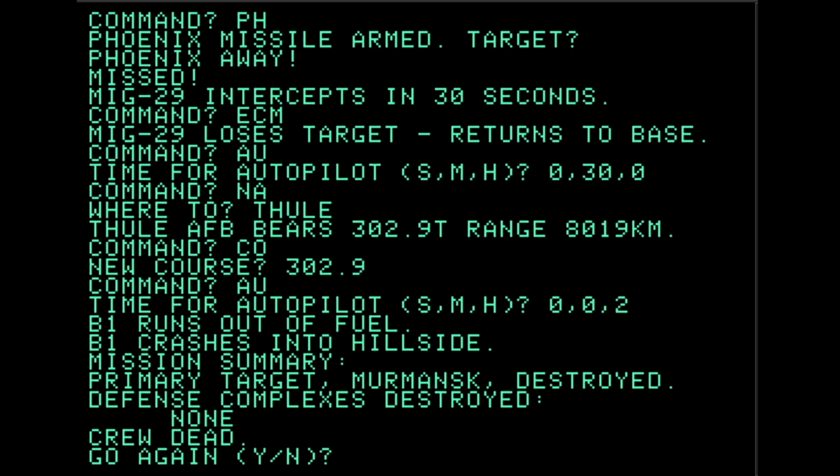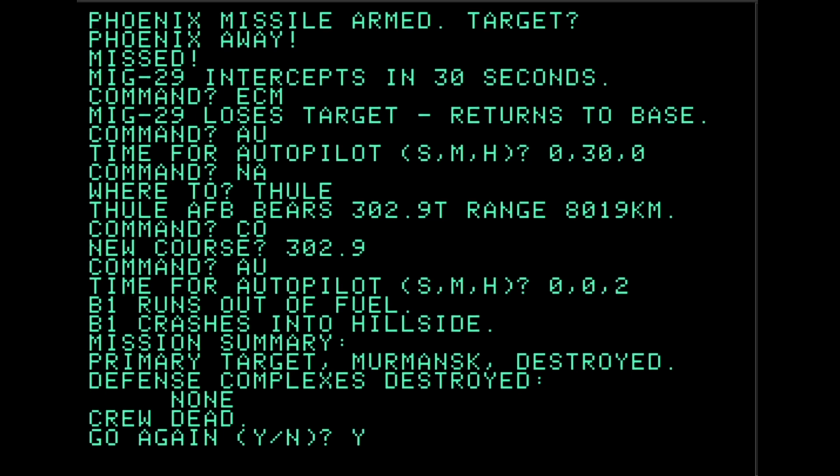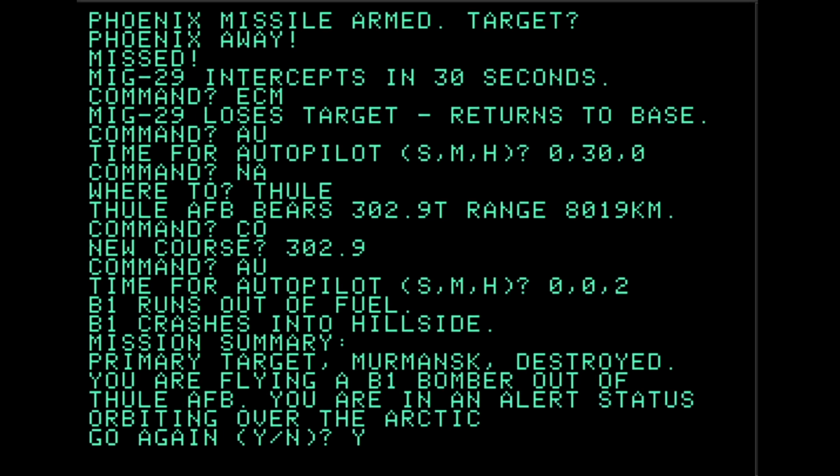So I'm curious about why we ran out of fuel. I thought that there was an assumption that we would be refueling. I know the manual talks about that. Maybe we need to be above a certain altitude in order to do that. Let's go one more time and see what happens.